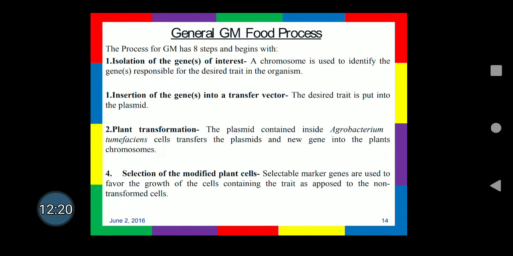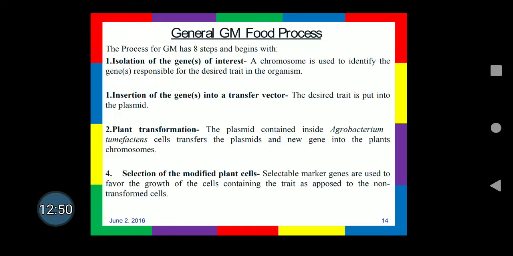The process of genetically modified food has 8 steps that begin with how the above said processes are achieved. First, we isolate the gene of interest, the chromosome which is used to identify the genes that are responsible for the desired trait in the organism. The next is insertion of the gene by using a vector. The desired trait is put into the plasmid.